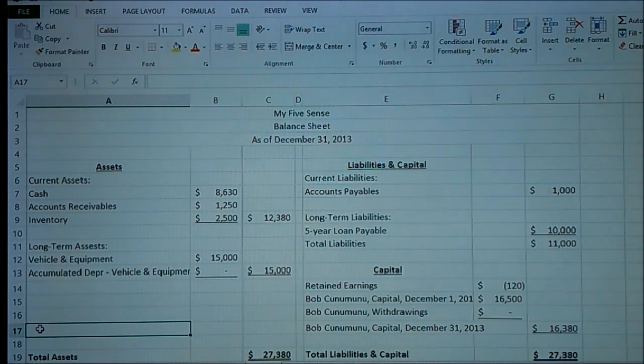Alright, the third financial statement is the balance sheet. Now this one is for a specific point in time. So you have the heading My 5 Cents, the name of the company. And you have the balance sheet, and you notice it's as of December 31st, 2013. Not for the period ending December 31st, 2013. This shows you a snapshot of the current financial position of the company. It doesn't sum up what happens over a specific period of time. This is ongoing, forever going.